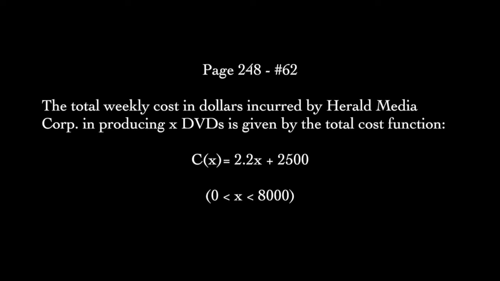So we're going to be working through a problem from page 248, and it's number 62. The total weekly cost in dollars incurred by Herald Media Corporation in producing x amount of DVDs is given by the total cost function c of x equals 2.2x plus 2,500. x has to be in between 0 and 8,000.